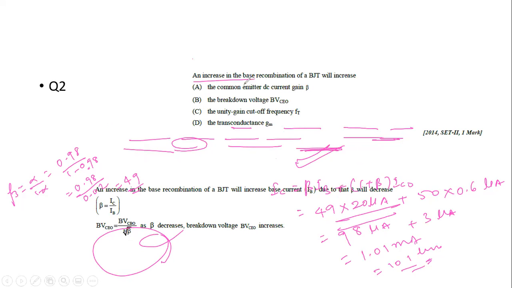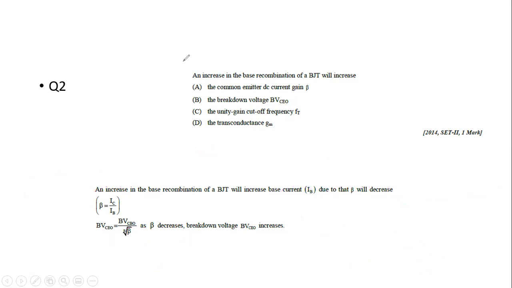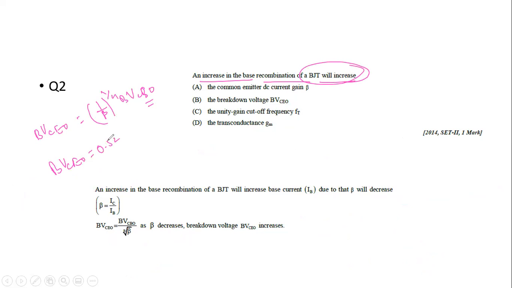An increase in base recombination of a BJT will what? What do we mean by recombination? An increase in the base recombination of a BJT will what? If we increase the base width, then breakdown voltage BVCEO equals BVCBO times (1 by beta) to the power 1 by n. And as you know, the breakdown voltage BVCEO is equal to 0.52 times the breakdown voltage BVCBO.